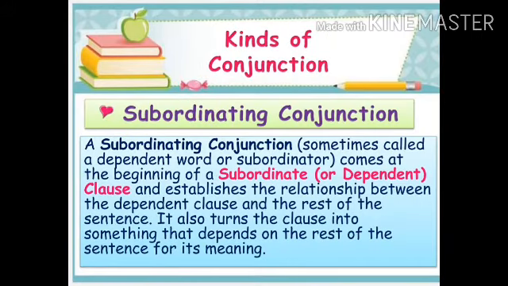Other kinds of conjunctions. Here we have the subordinative conjunction. A subordinative conjunction, sometimes called a dependent word or subordinator, comes at the beginning of a subordinate or dependent clause and establishes the relationship between the dependent clause and the rest of the sentence. It also turns the clause into something that depends on the rest of the sentence for its meaning.